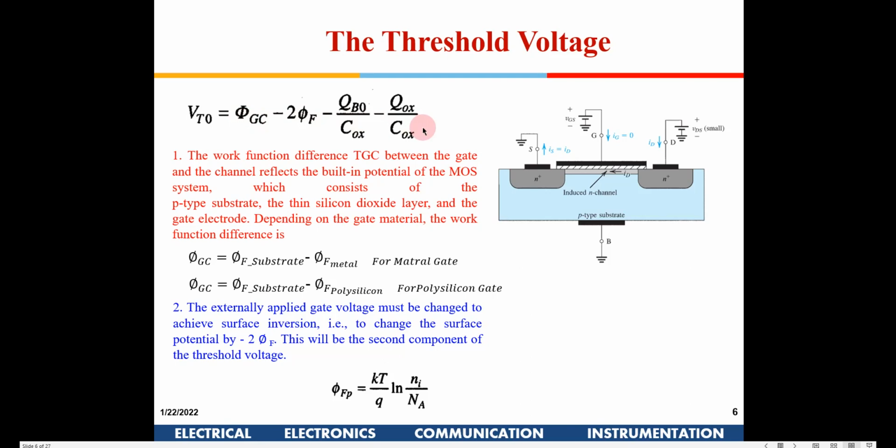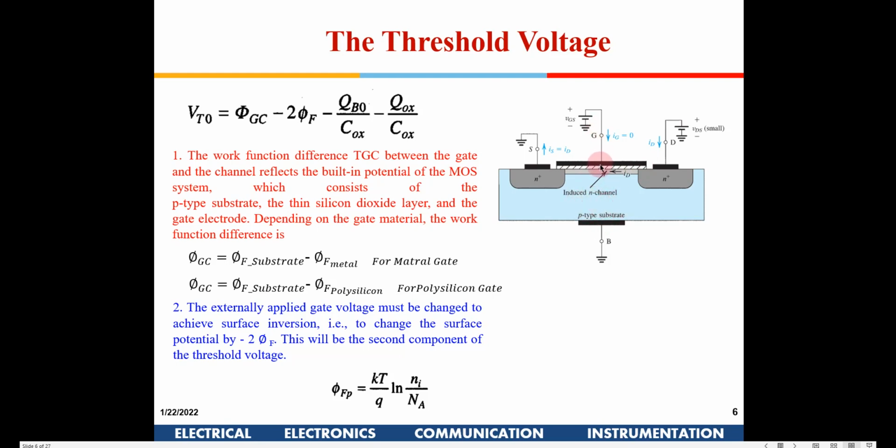Now the threshold voltage has 4 different unique components. Let's try and understand, without getting into too much physics and equations, what these 4 components are. The first one is known as the work function between the gate and the channel. GC stands for gate and channel, and this stands for the work function. Now a gate is generally made up of metal, and there are a lot of free electrons there. And the channel is a P substrate where there are holes.